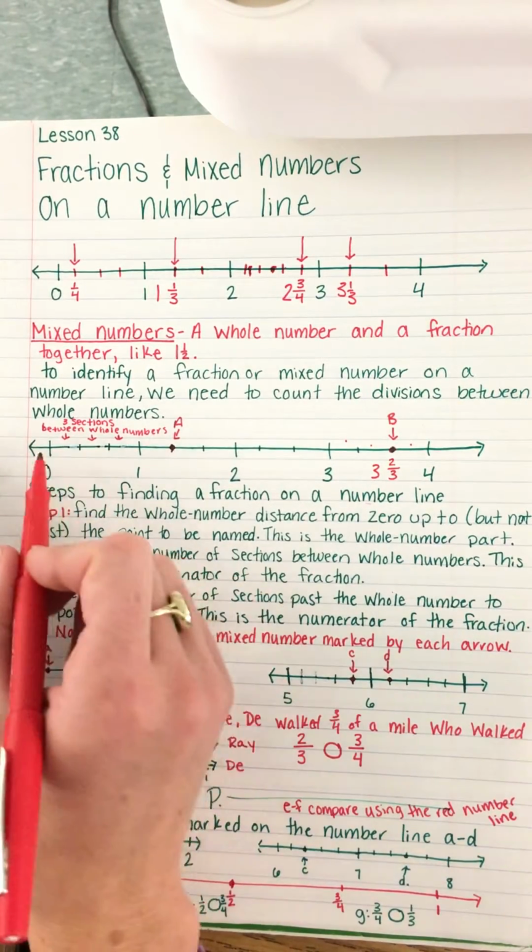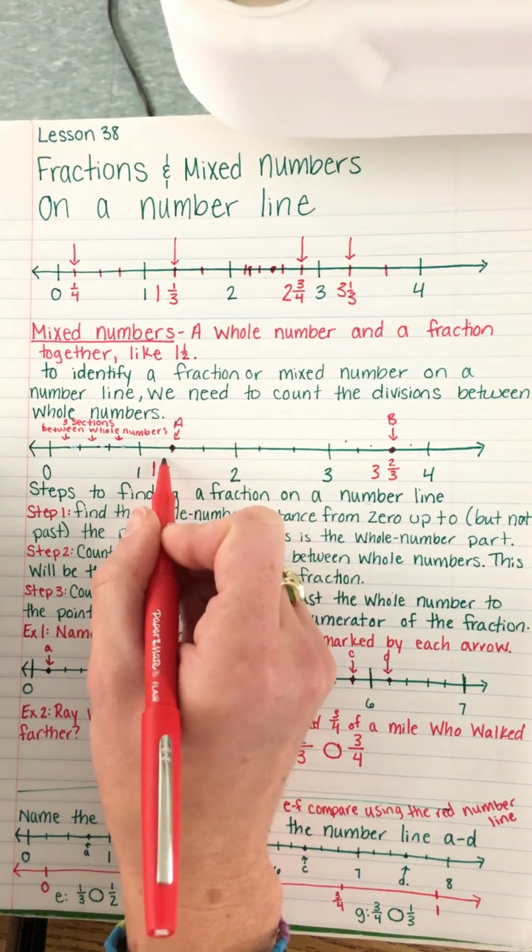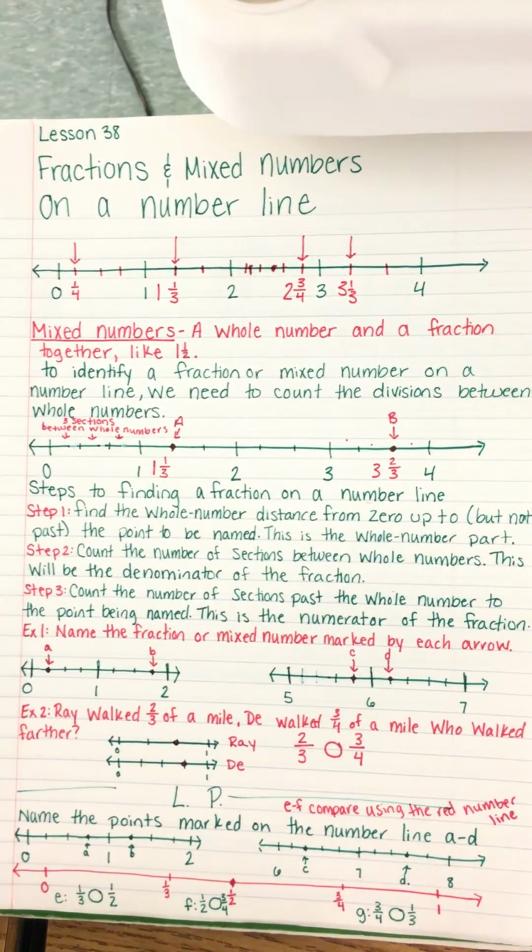And you can do the same with A. 1 is the whole number. It's divided into thirds, and we're on the first third. So 1 1/3 is A.